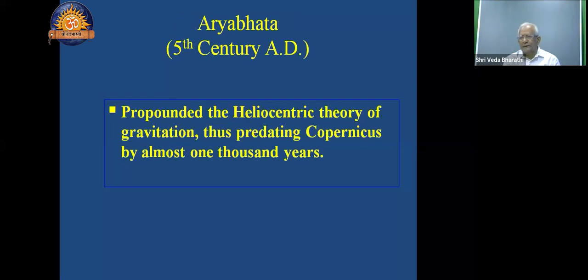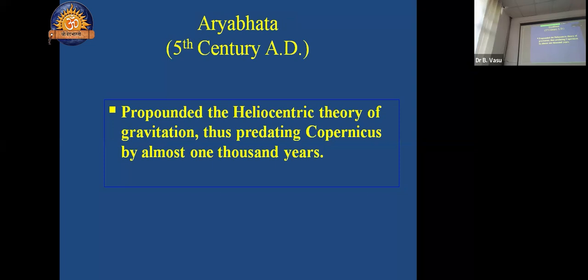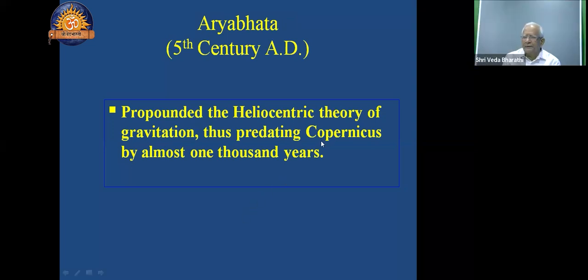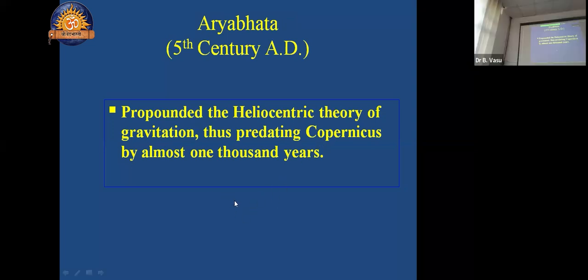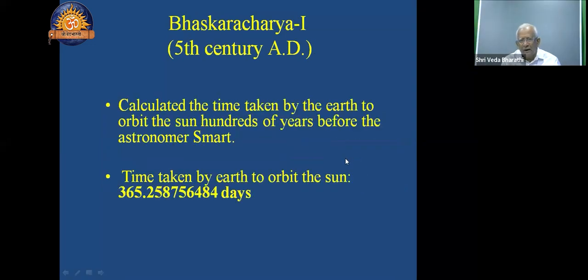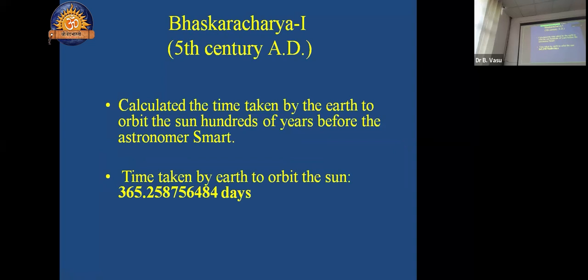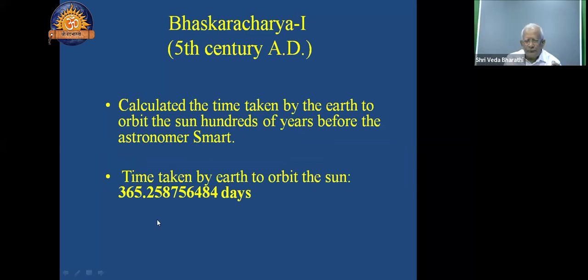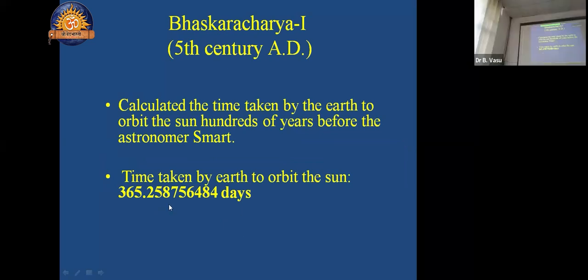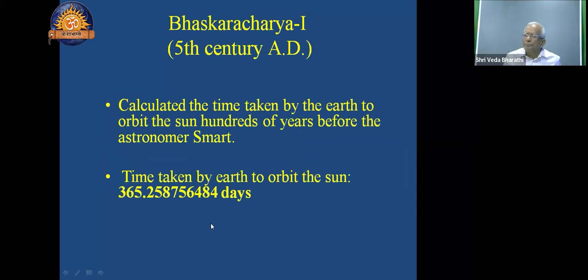Aryabhata, there are two Aryabhatas, sir, not one. Aryabhata 1 belongs to the 5th century. Aryabhata 2 belongs to the 9th century. He mentioned the heliocentric theory, Surya Kendra Siddhanta. And Copernicus was born 1,000 years after Aryabhata. But even then, it is known today in the name of Copernicus only. And Bhaskaracharya 1 belongs to the 5th century. He calculated the time taken by Earth to orbit the Sun hundreds of years before the astronomer Smart. He has given the time up to several decimal points: 365.258756485 days. Up to microsecond level, or nanosecond also, he has calculated.